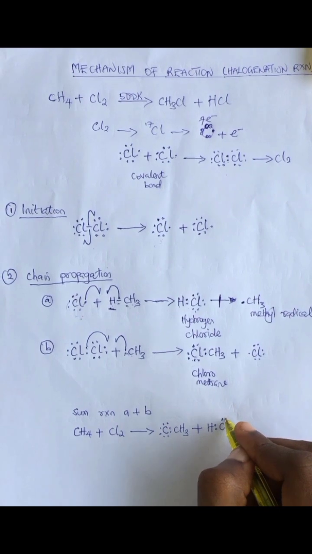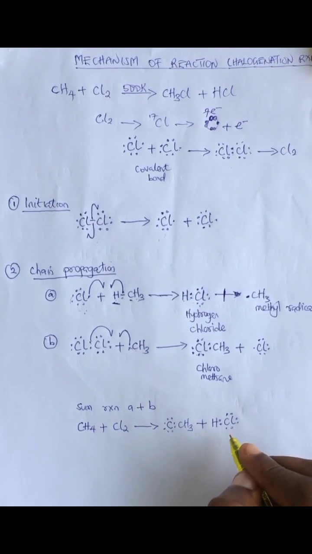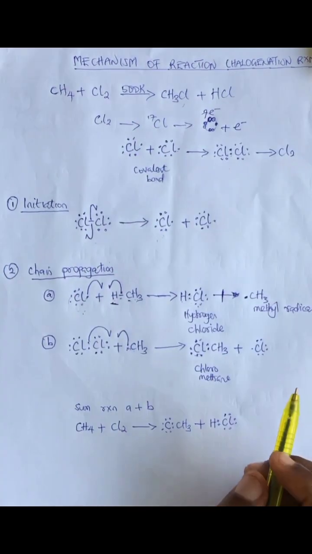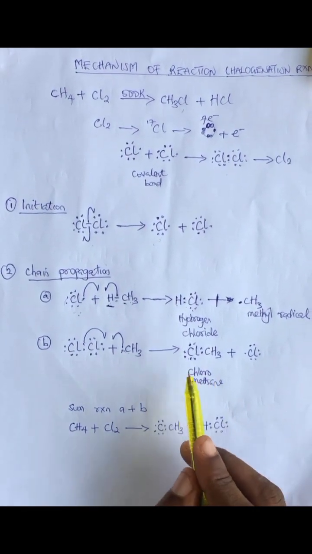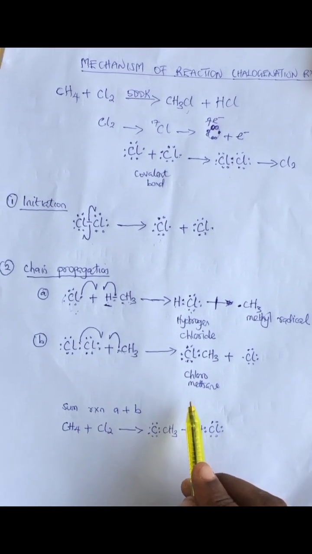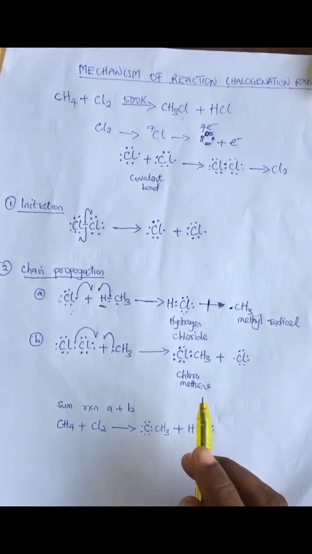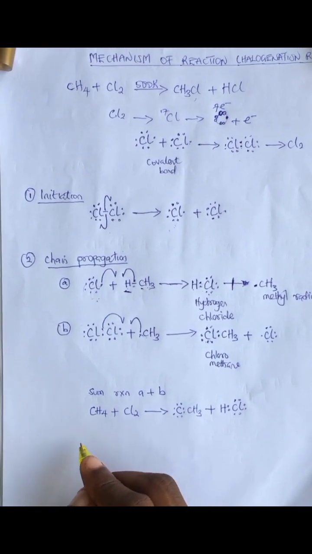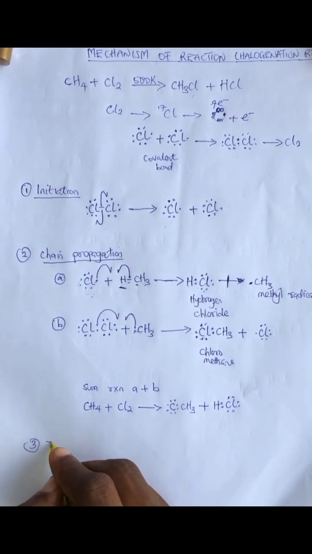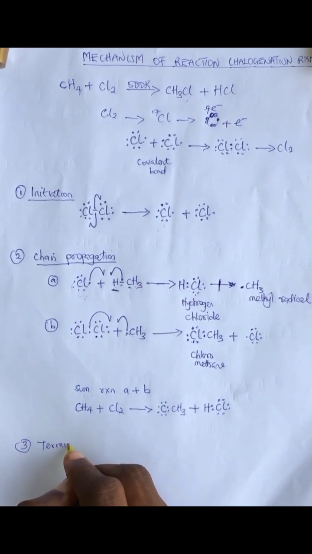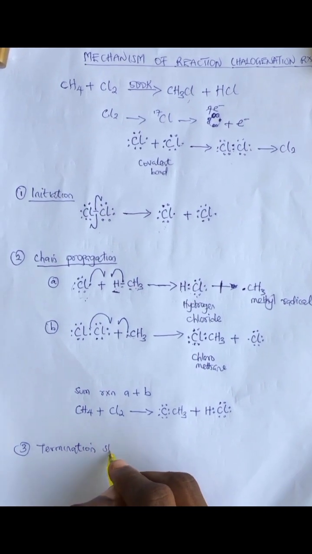This is our hydrogen chloride, which is the same thing we got in this reaction. This is like the mechanism of the reaction. What really happens in this halogenation reaction. So the last step of this reaction is what we call the termination step. The termination step.